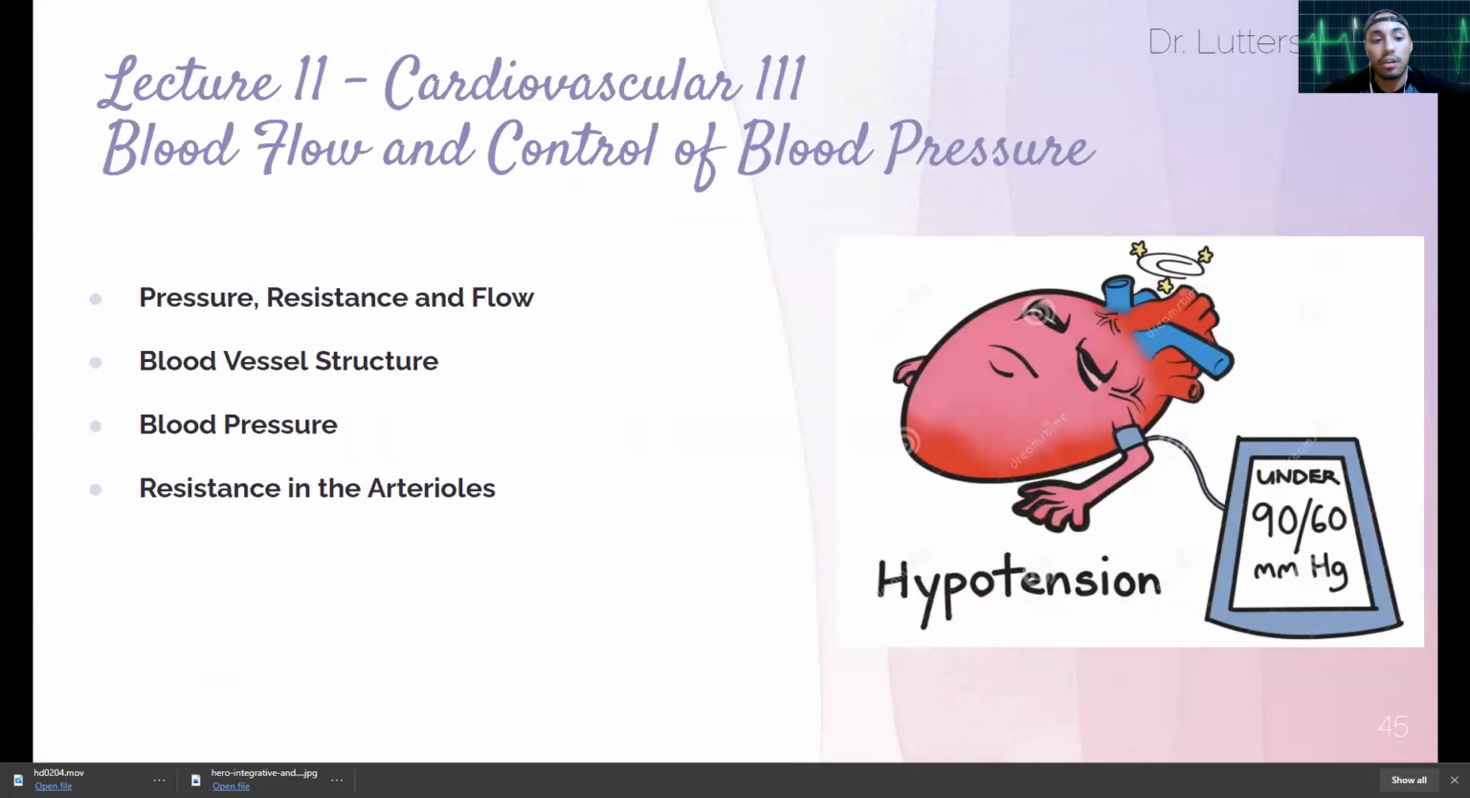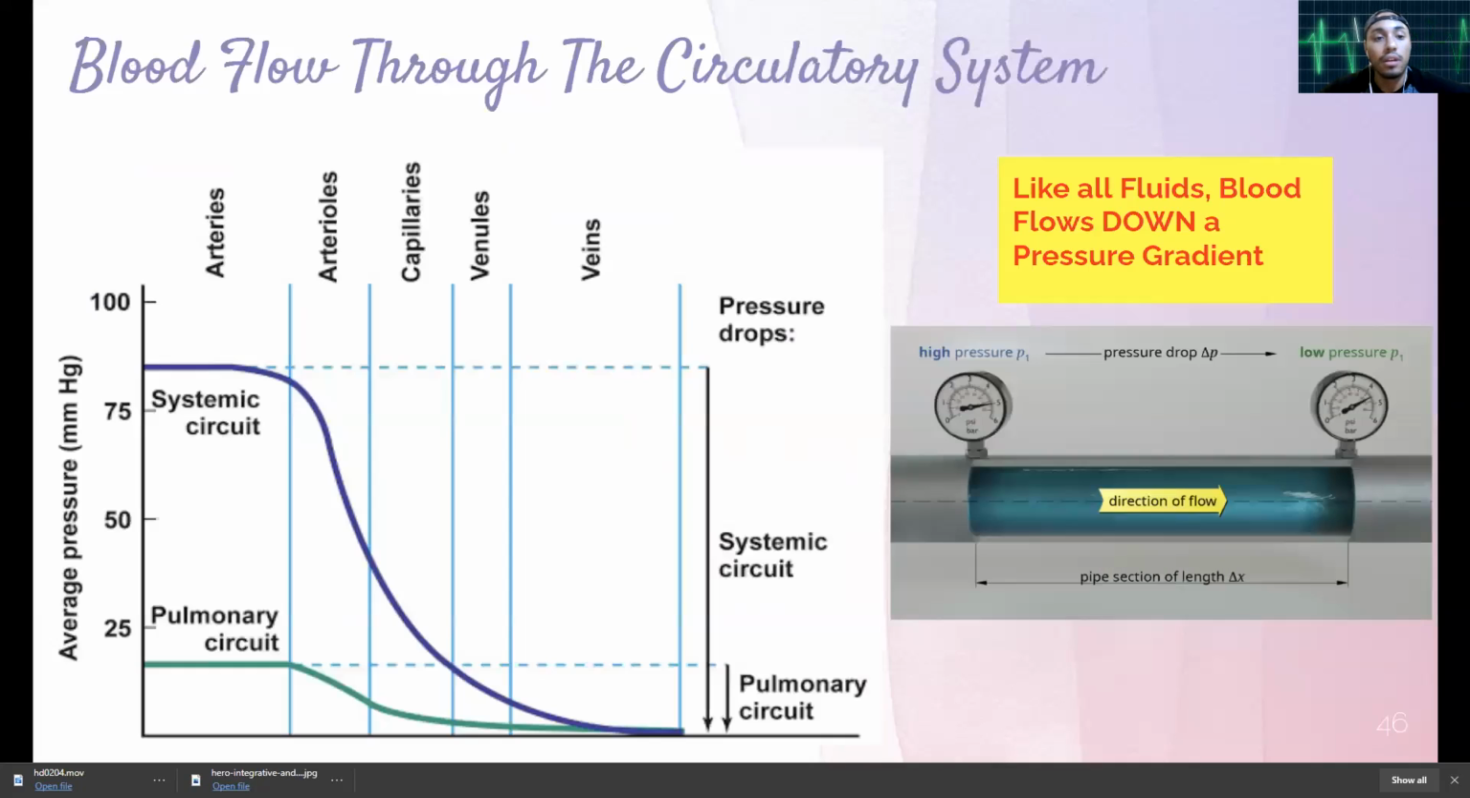So this is the last lecture I'm going to cover for you guys. And girls, of course. Blood flow through the circulatory system operates just like all fluids work, from high pressure to low pressure. They're probably going to hit you with one of those questions. I included one in my worksheet as well.